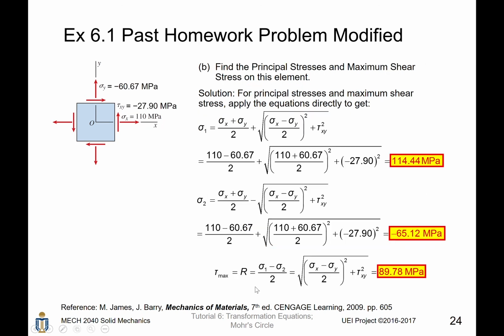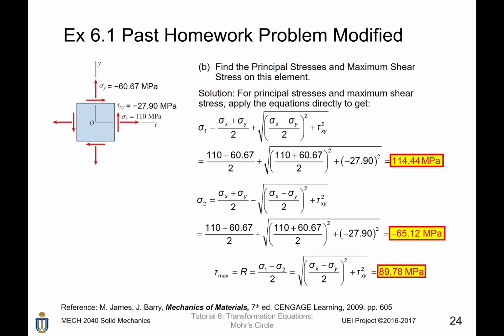million Pascals. Next, you are going to find the principal stress and maximum shear stress on this element. Now you have already got tau xy as well as sigma y. So what you do is just substitute everything into it. Then you can find the principal stresses. The principal stresses are 114.44 million Pascal and minus 65.12 million Pascal.